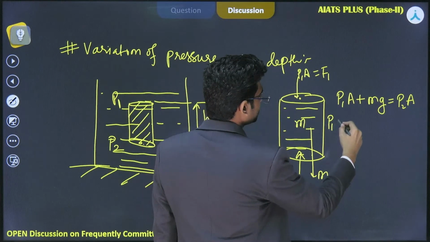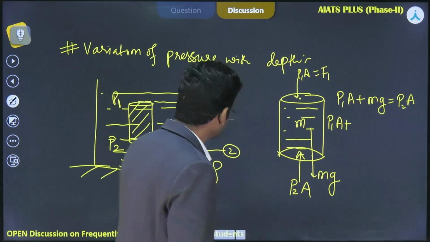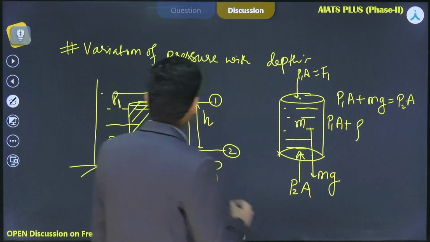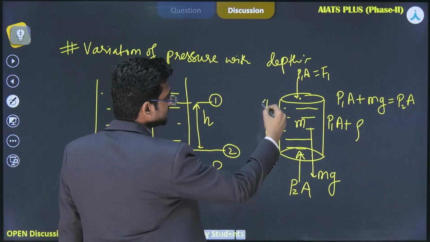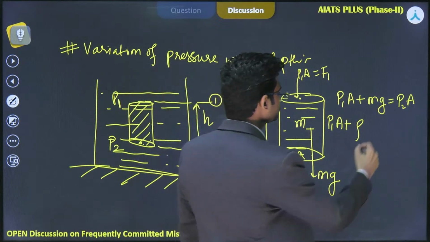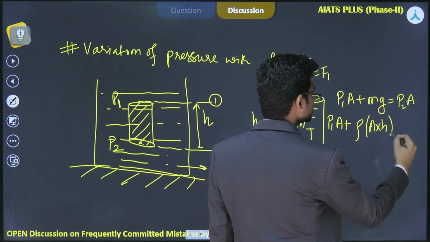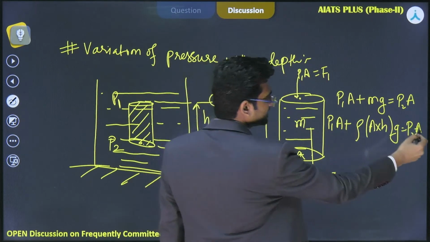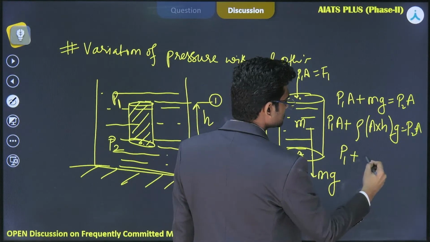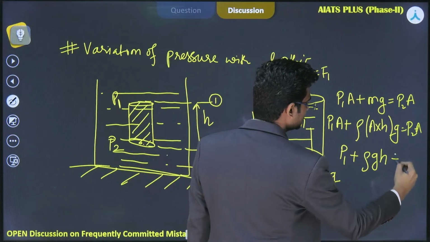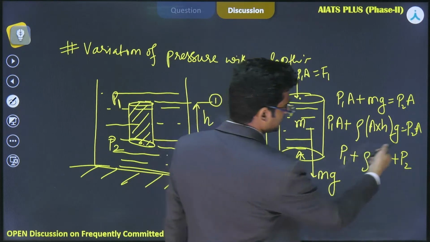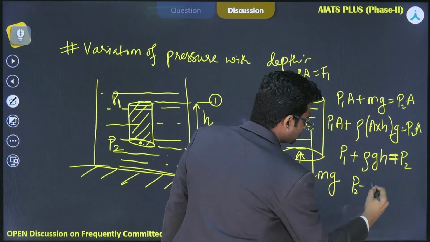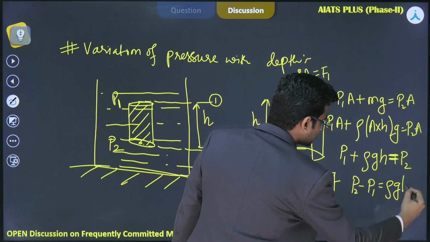Now, P1A plus M. M can be written as rho, that is density, into volume. What is the height of this cylinder? H, right? So the volume will become area of cross section into height H, into g, is equal to P2A. Now, as you can see, A will get cancelled out. This will become P1 plus rho gH equals P2. So P2 minus P1 can be written as rho gH.